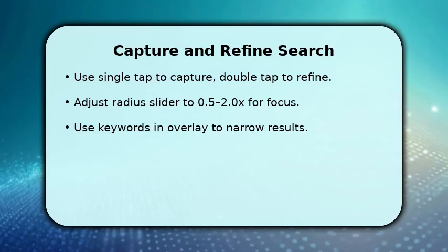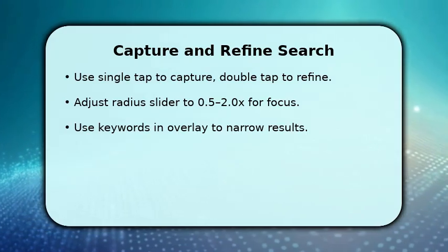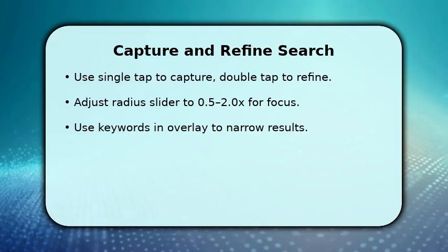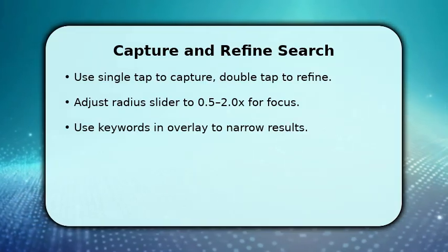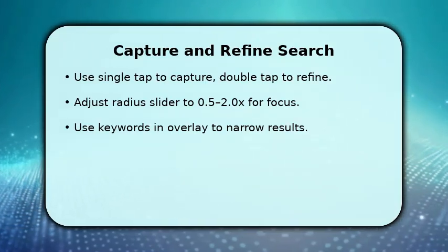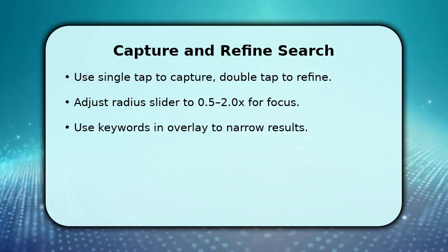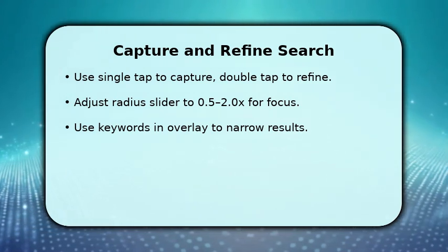You type concise keywords in the overlay to guide the algorithm toward relevant results, and you can swipe suggestions to filter. This combination of spatial and textual cues speeds accurate matches and reduces ambiguity in the middle of the workflow.